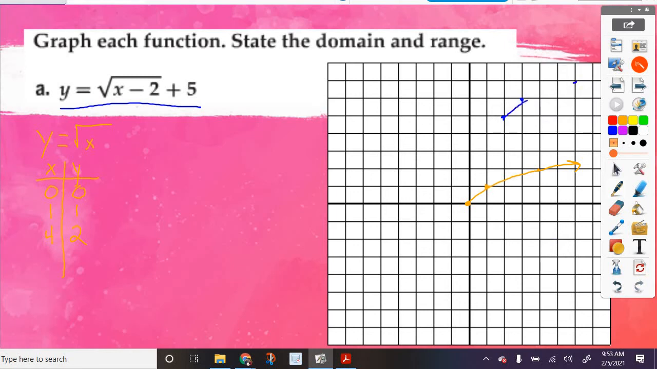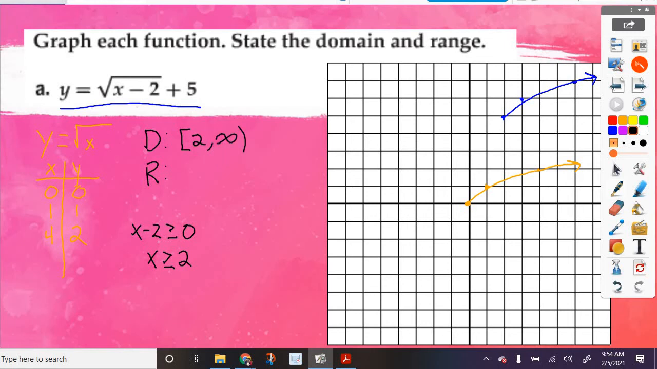So basically, we've copied and pasted our graph. So that would be what our graph would look like. Now also notice that it asks us for our domain and our range. So remember that in order to find the domain, I would set the inside greater than or equal to 0. So in this case, I know that it's going to be greater than or equal to 2. So we would have 2 to infinity.